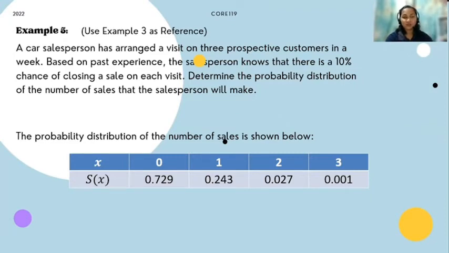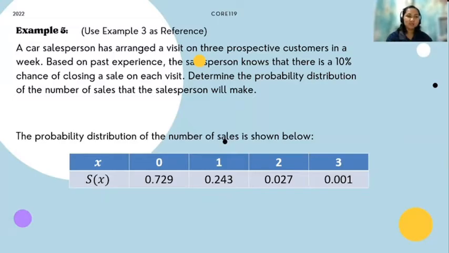So for the success rate of 3 sales, we have only around 0.1%. For 2 successful sales, that's 2.7%. Again, take note, these are successful sales in a week. For no sales, we have 72.9%. So that is our example number 5 in reference to example number 3. So don't forget about this because later on, we're going to use them again.